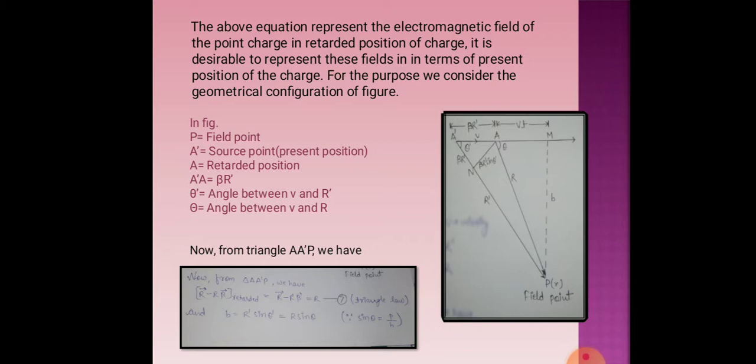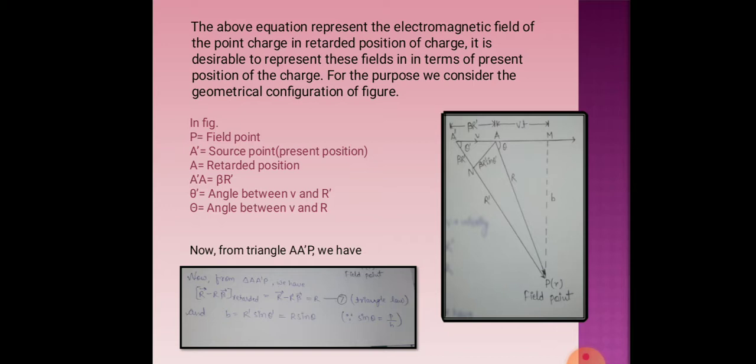For the purpose, we consider the geometrical configuration of the figure. In the figure, P is the field point, A prime is the source point, the present position, and A is the retarded position. A prime A is equal to beta R. Theta prime is the angle between V and R prime, and theta is the angle between V and R.